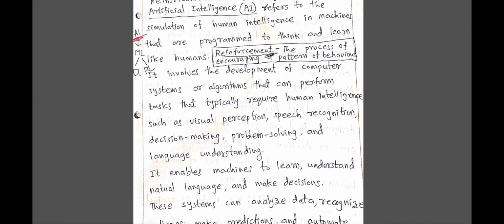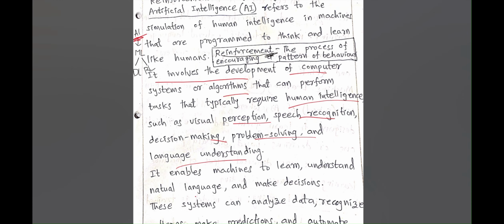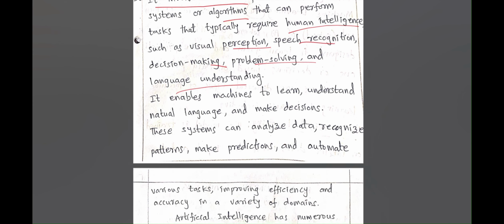So you can see here AI is a process of encouraging a pattern of behavior. It involves the development of computer systems and algorithms that can perform tasks that typically require human intelligence. The tasks involve visual perception, speech recognition, decision making, problem solving, and language understanding. So AI enables machines to learn, understand natural language, and make decisions based on the input they have analyzed. These systems can analyze data, recognize patterns, and make predictions automatically given the data provided to them.